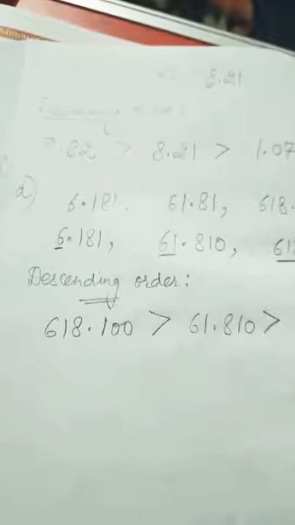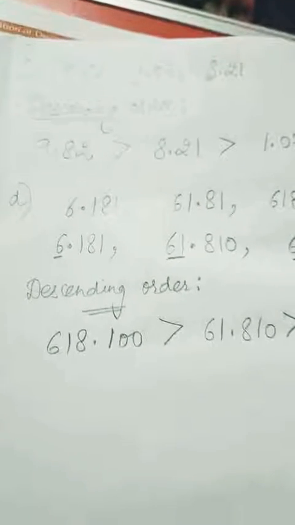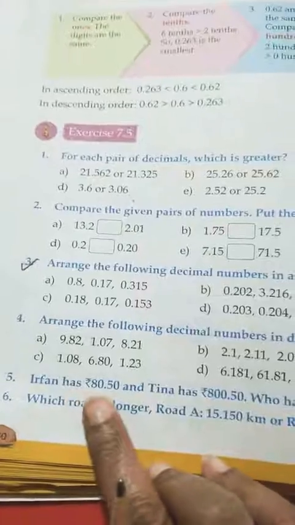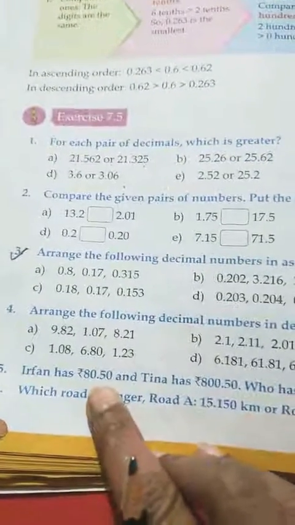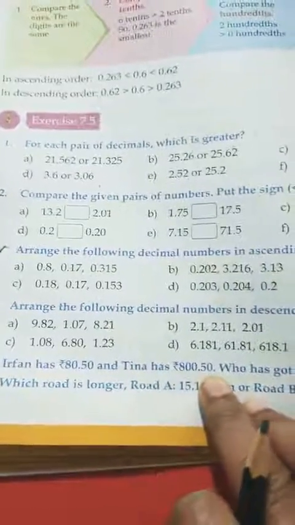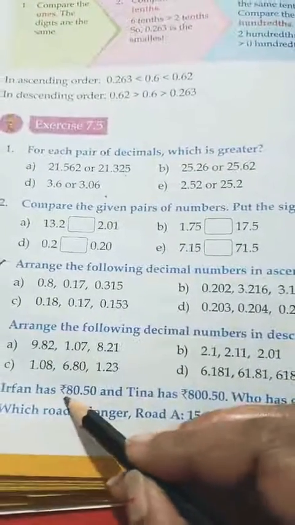Yes students, in the same way you will do A and D I have done. You will do B and C part by yourself. Now let's move to sum number 5. What is there in sum number 5? Irfan has rupees 80 and 50 paise and Tina has rupees 850 paise. Who has got more money? Here we have to tell who is having the more money.